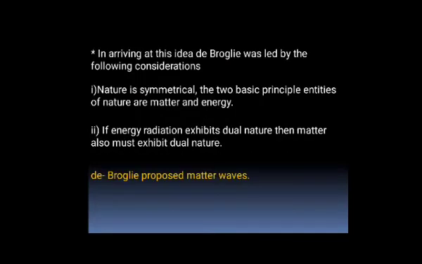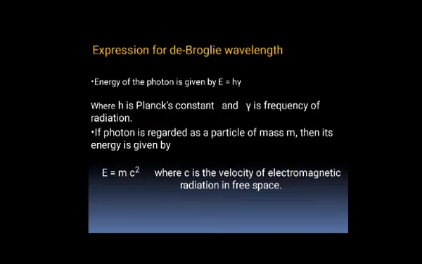Now let us see the expression for de Broglie wavelength. Energy of a photon is given by E is equal to h nu, where h is Planck's constant and nu is the frequency of radiation. If a photon is regarded as a particle of mass m, then its energy is given by E is equal to mc square, where c is the velocity of electromagnetic radiation. So here we have two equations. One is E is equal to h nu and E is equal to mc square. So let us equate these two.